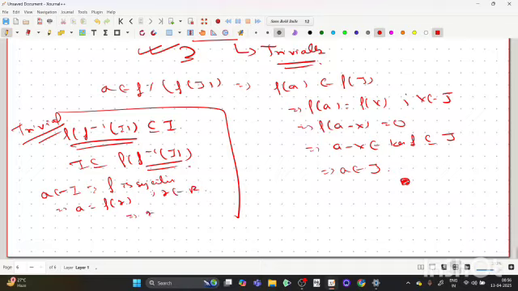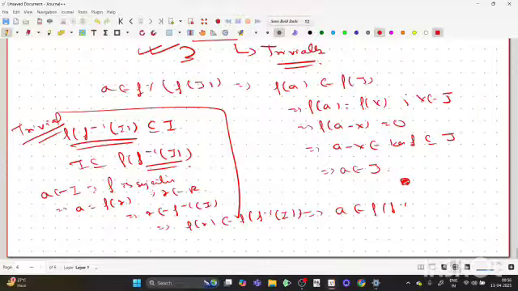But this implies that R must be in F inverse I, right? But this implies that F of R must be in F of F inverse I. But F of R is A, so A must be in F of F inverse I, right? Yeah. So just go through these statements very slowly, okay? Each and every statement very slowly.